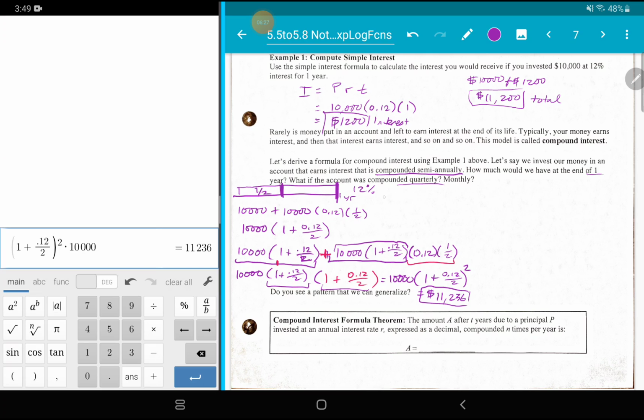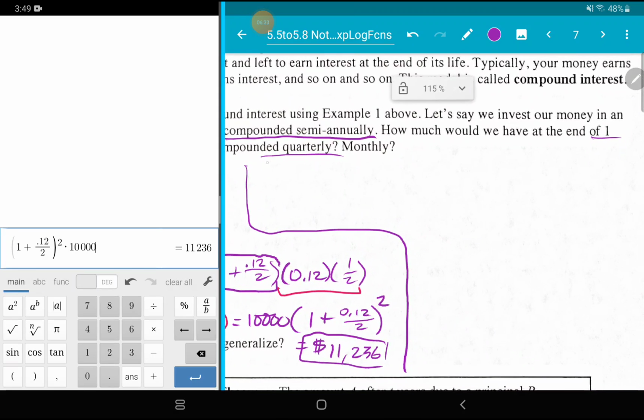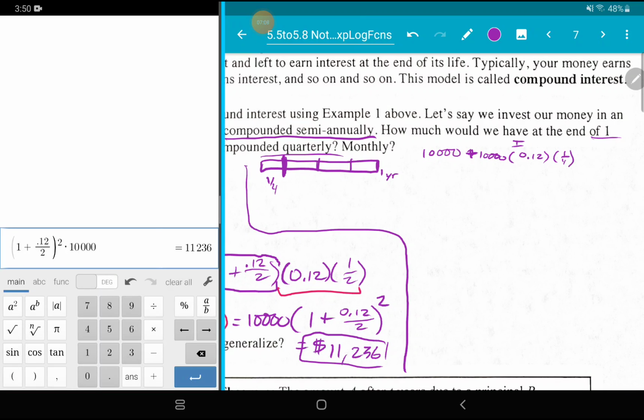Then what would happen? Okay, so let's examine what happens as we compound it quarterly. So recall, what we're thinking about here is in 1 year, we now break it up into 4 parts. Okay, so we're going to take our $10,000 and in addition to that, let's earn some interest. What's the interest? Well, it's the $10,000 times 12%, but because it's broken up into 4 parts, our first payment is only after a quarter of a year, so times 1/4 of a year.